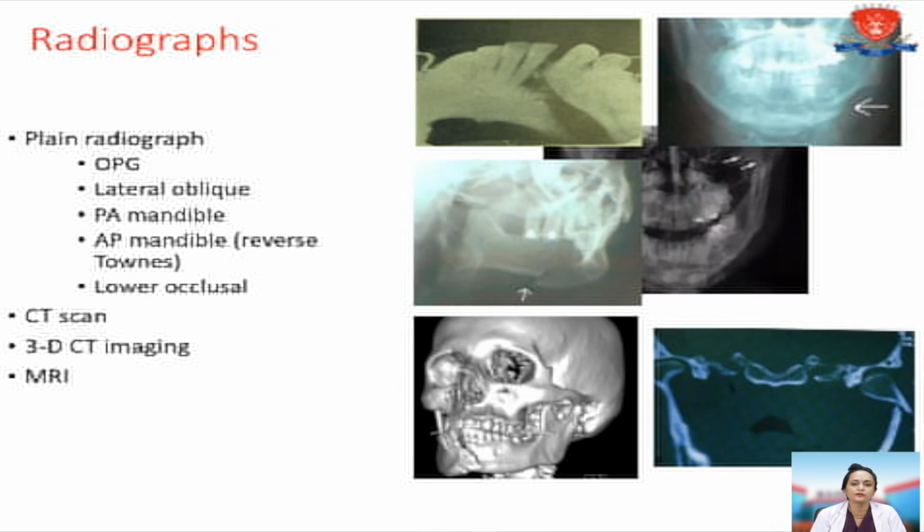So there are various radiographs you can go for diagnosis: OPG, lateral oblique view, AP view, PA view, and lower occlusal views. And you can go for CT scan or 3D reconstruction, along with the coronal, axial, and sagittal views.